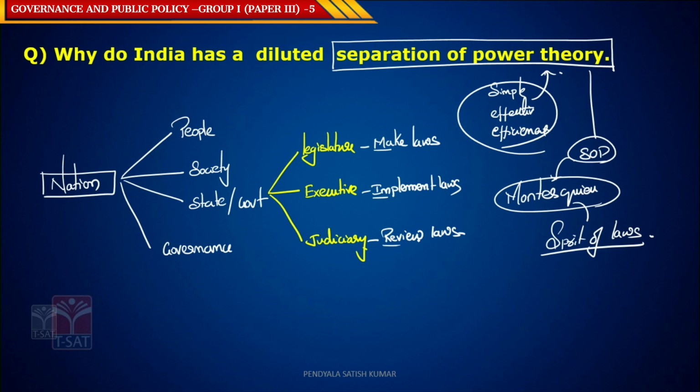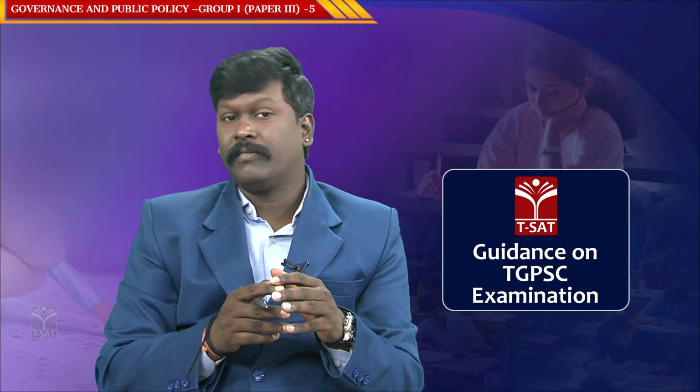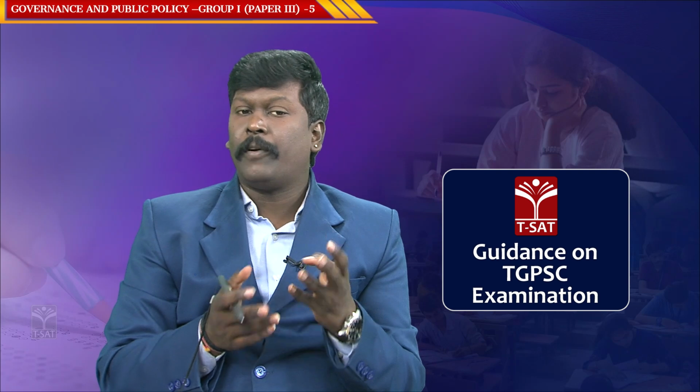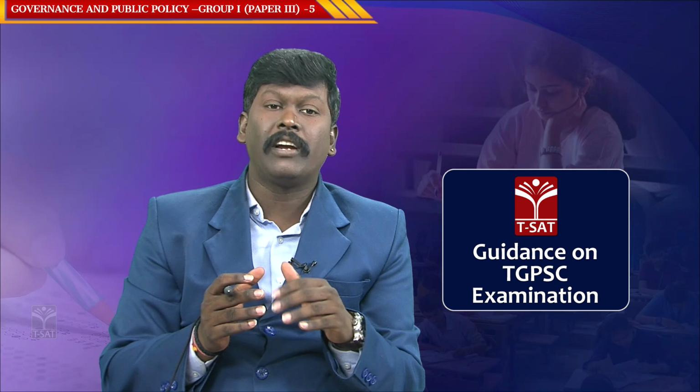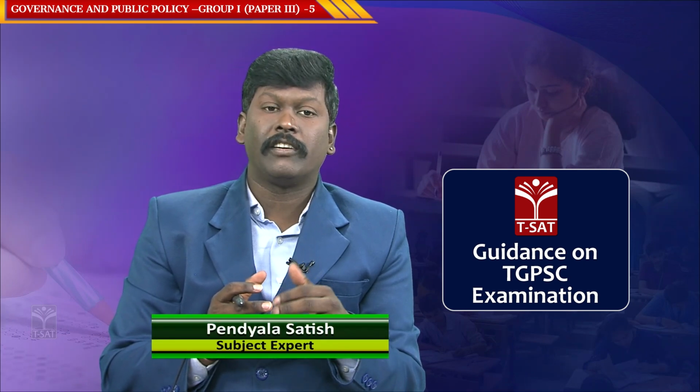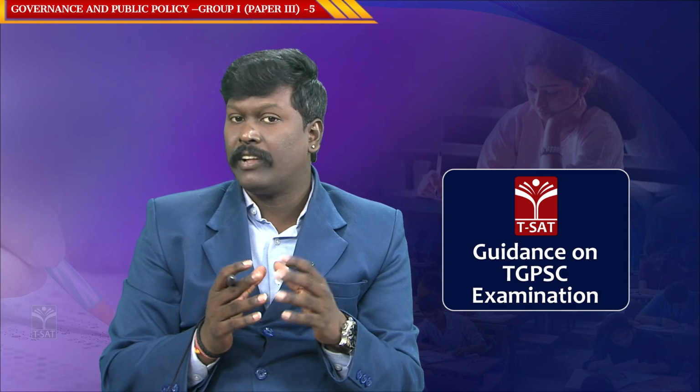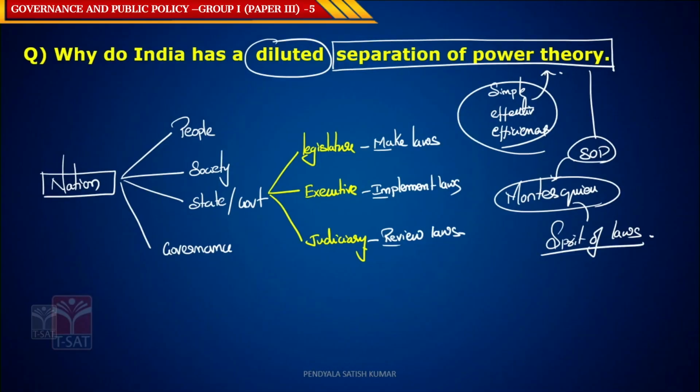The third one, no branch will interfere in the works of the other branches. This is not followed. When the third principle is also followed, that is called absolute separation of powers. But in India, we have a diluted separation of powers. Whenever I say that we have a diluted separation of powers theory, it means that the separation of powers theory is not followed to the full extent.